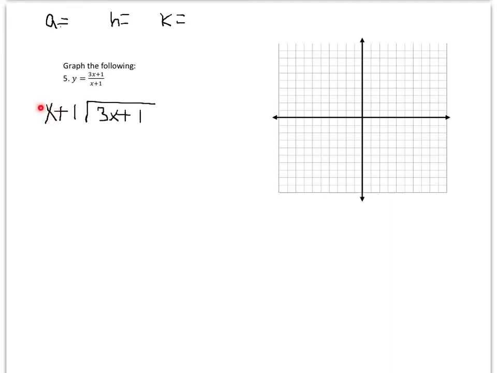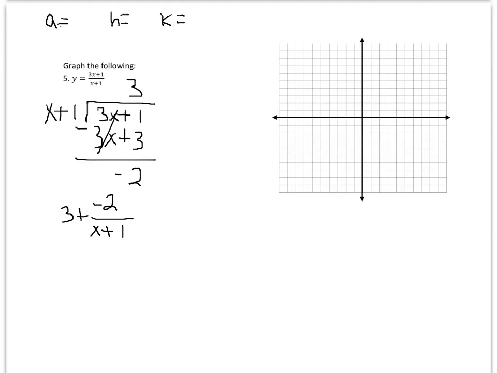So what do I have to multiply x by to have it equal 3x? 3. So 3 times x, 3x. 3 times 1, 3. Subtract. 3 minus 3 is 0. 1 minus 3, negative 2. We're done, because I can't multiply x to have it equal negative 2. So when I go to write this down, I would have 3 plus negative 2 divided by x plus 1.